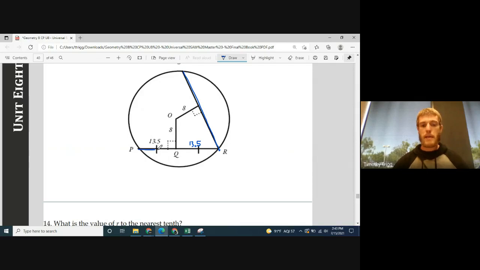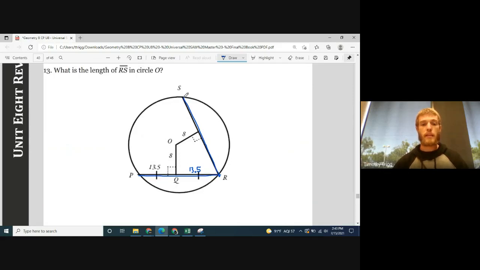So what's the length of PR? All the way from P to R. Well, that would be 13.5 plus another 13.5. So that's 17. So PR is 17. So what would be the length of SR? Well, it would be the same. Oh, did I say 17? I should say 27. So the length of PR is the same as the length of SR, both 27.